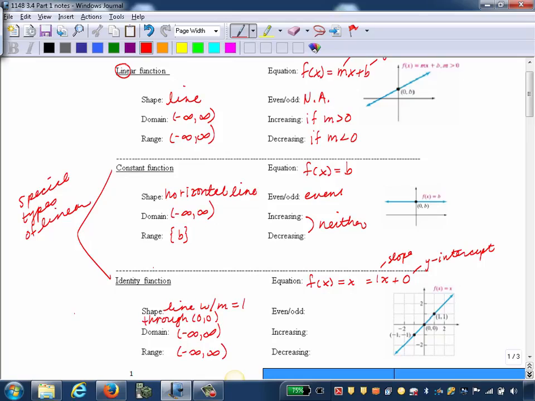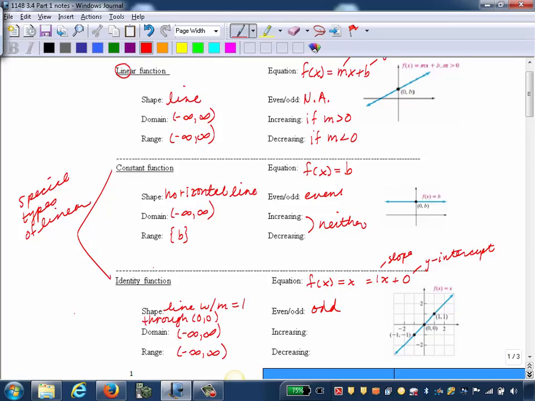Now, as far as even and odd, we can observe symmetry here with respect to the origin, the rotational symmetry. If we rotated this paper 180 degrees, we can see we'd have that same shape right on top of itself. You can see that diagonal looking shape. So that tells us this is odd.